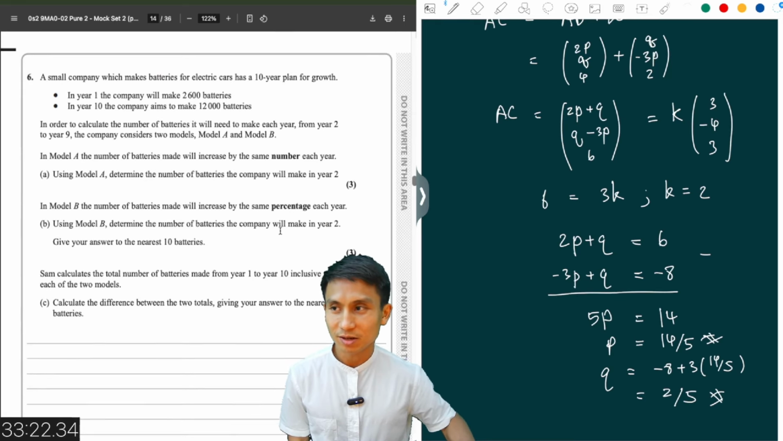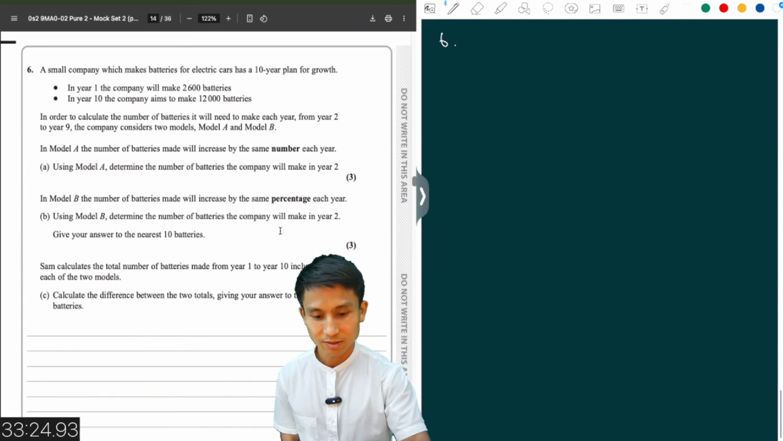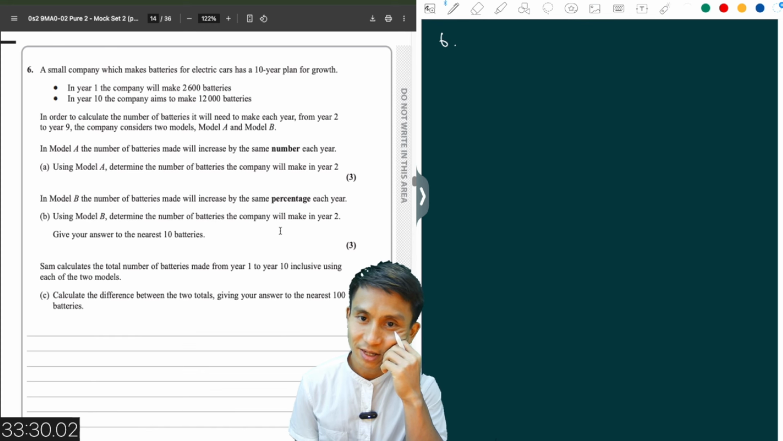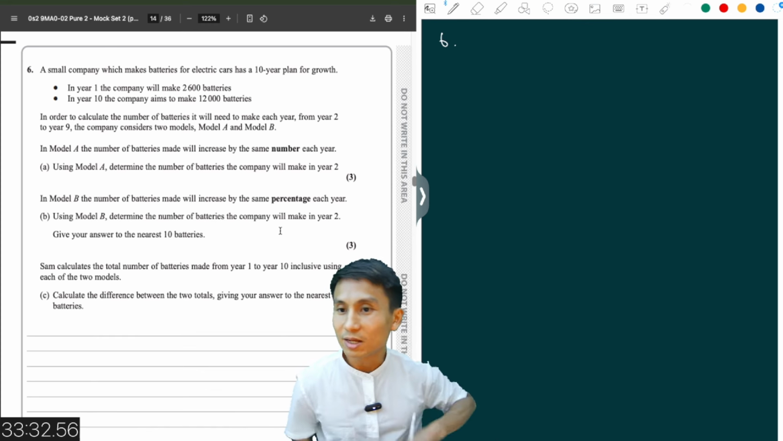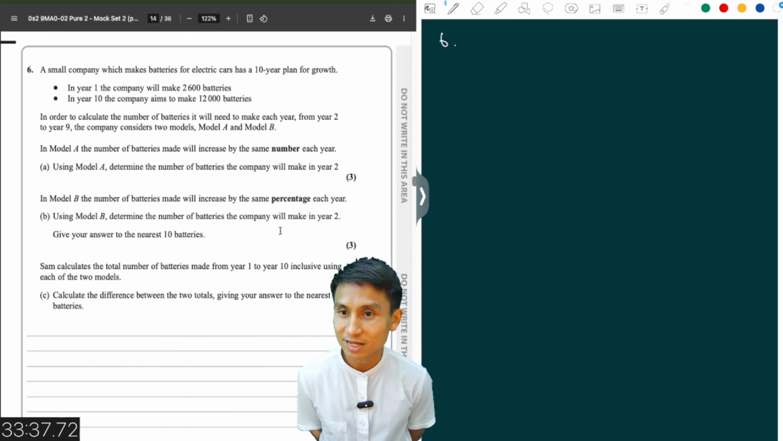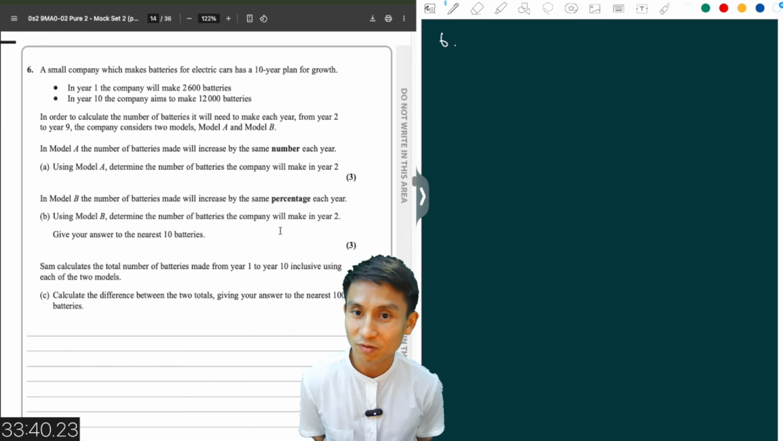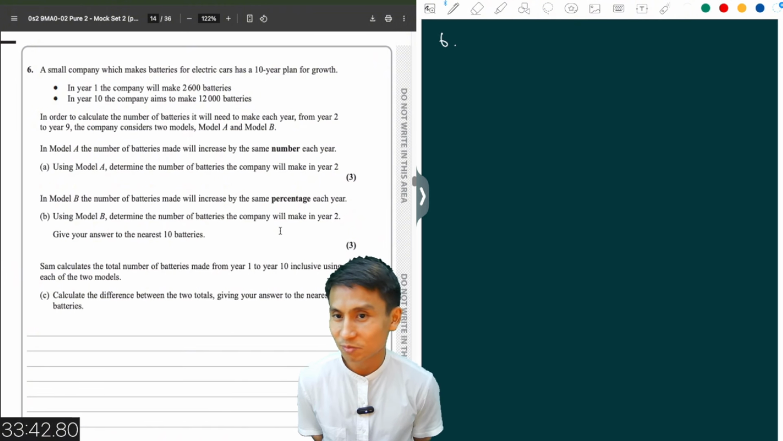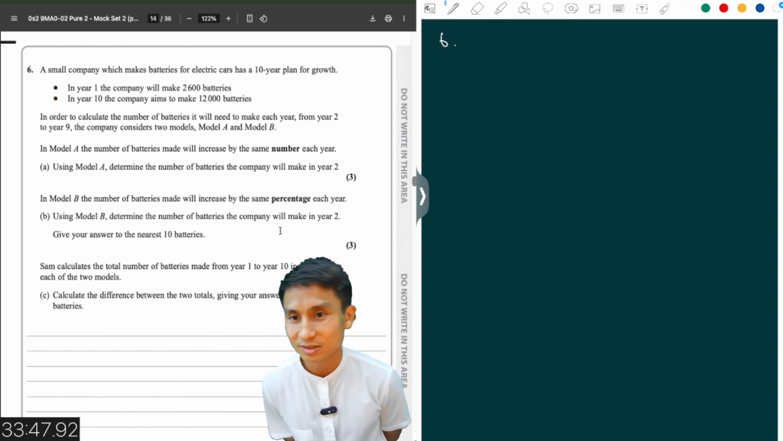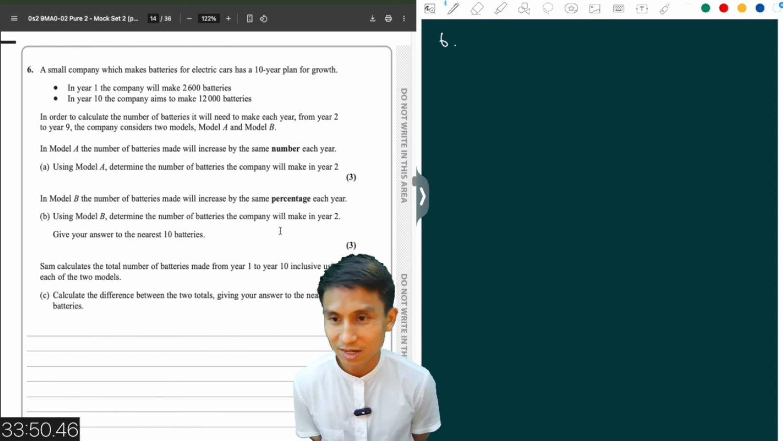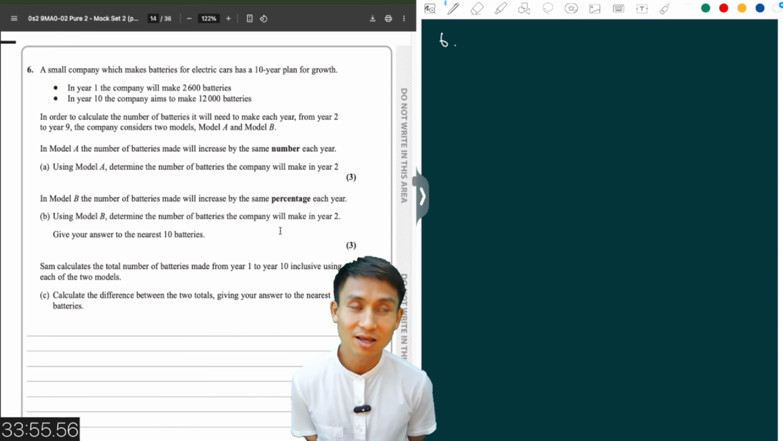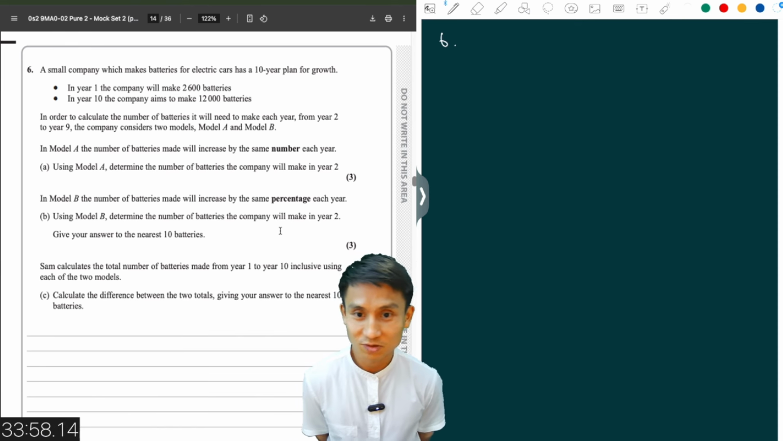Next question, number 6. A small company which makes batteries for electric cars has a 10-year plan for growth. In year 1, the company will make 2,600 batteries. In year 10, the company aims to make 12,000 batteries. In order to calculate the number of batteries it will need to make each year, from year 2 to year 9, the company considers 2 models, A and B. In model A, the number of batteries made will increase by the same number each year. So that is indicating an arithmetic sequence.